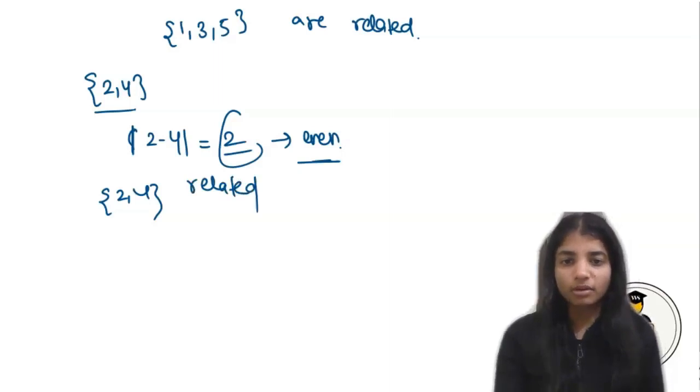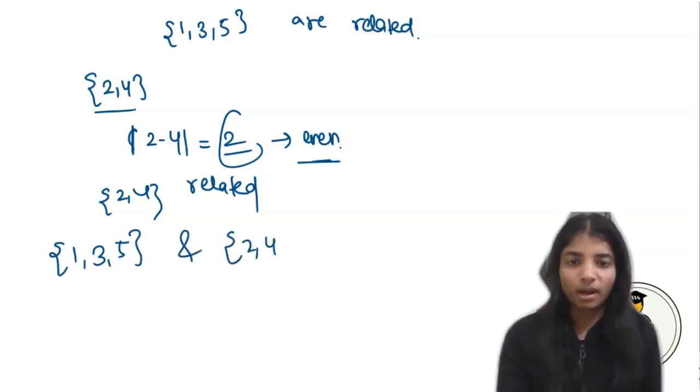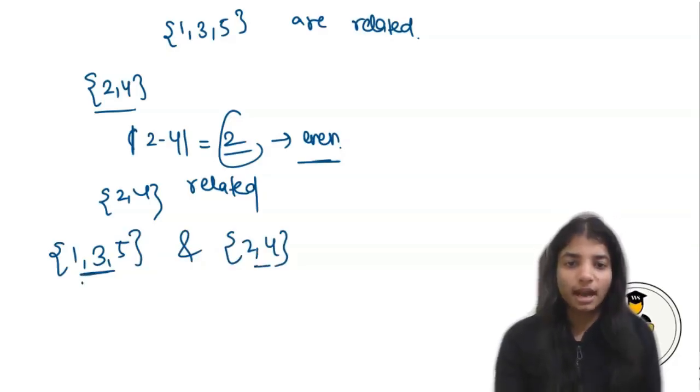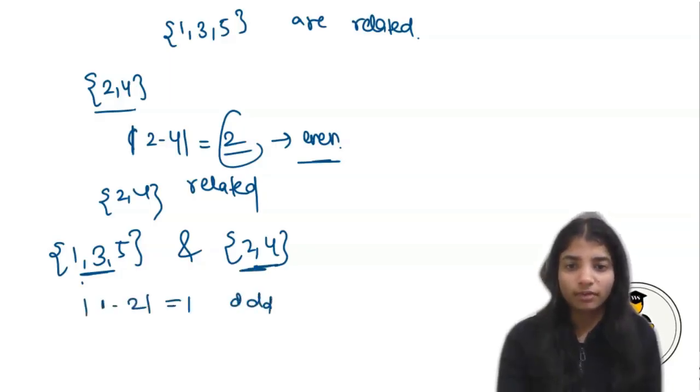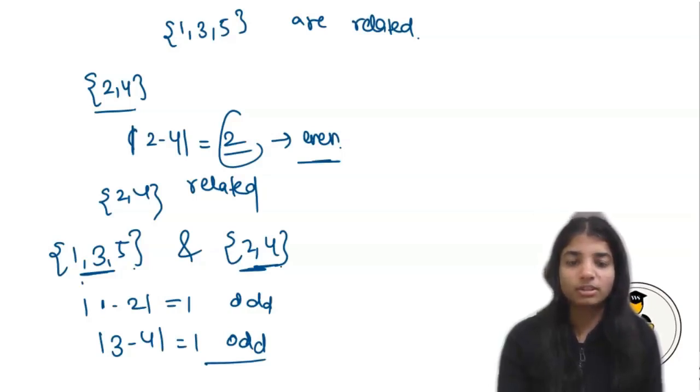Now we are considering the two sets {1, 3, 5} and {2, 4} together. If you look here, the difference between an element from the first set and an element from the other set is always odd. The difference 1 - 2 is 1, which is odd. The difference 3 - 4 is also 1, which is odd. The difference 5 - 4 is also 1, which is odd. So the difference between elements from these two sets is odd, not even, which does not satisfy the condition. So they are not related. This is the answer to the given question.